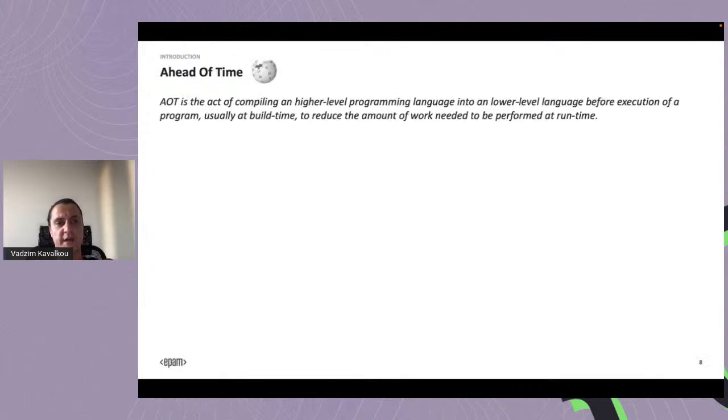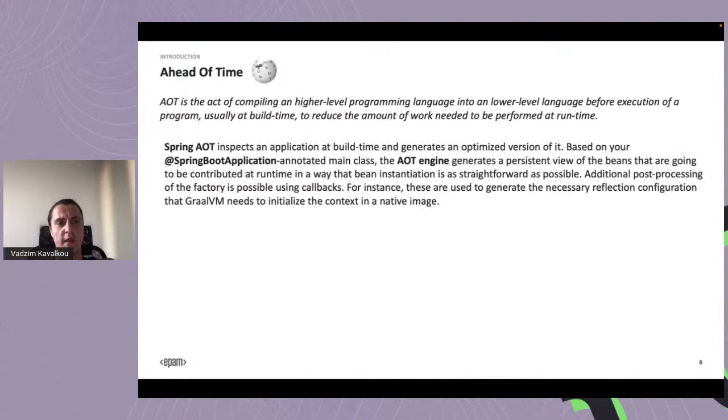Okay, what is ahead-of-time? Ahead-of-time is the act of compiling a high-level programming language into a lower-level language before execution of a program, usually at build time, as I've mentioned before, to reduce the amount of work needed at runtime. Spring AOT inspects an application at build time and generates an optimized version of it.